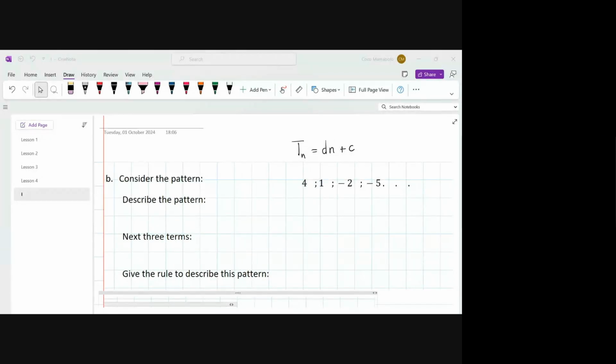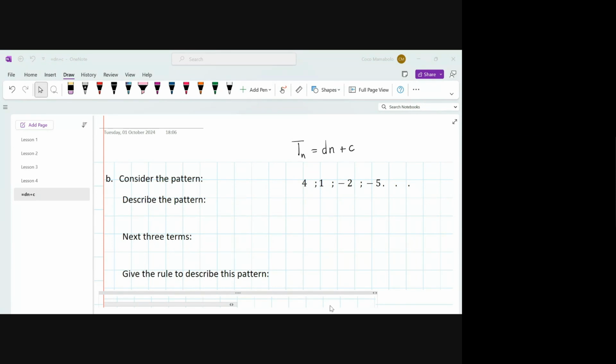Anybody remember? Common difference and constant difference. Good. You're right about the common difference part, but it's not the constant difference, it's just the constant. Absolutely, that's it. So it's the common difference, that's the D, and the C is the constant.